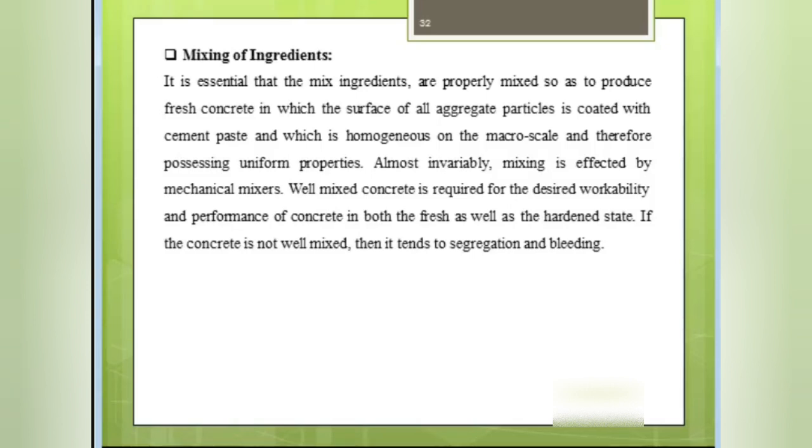So it is essential that the ingredients are properly mixed so as to produce a fresh concrete in which the surface of all aggregate particles is coated with the cement paste. That is the importance. Remember that at the time of mixing, the mix should be thorough so that all the aggregates will be coated by the cement paste. That is the main motive of mixing. Otherwise, the binding capacity will not be formed in each particle of the ingredients.